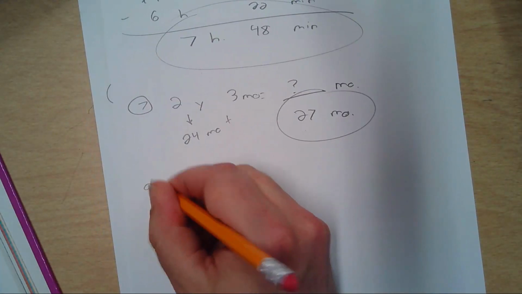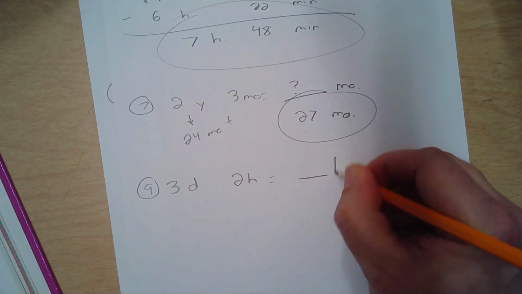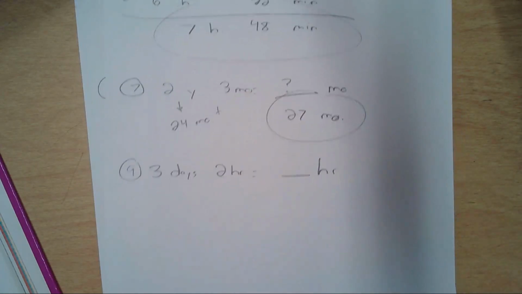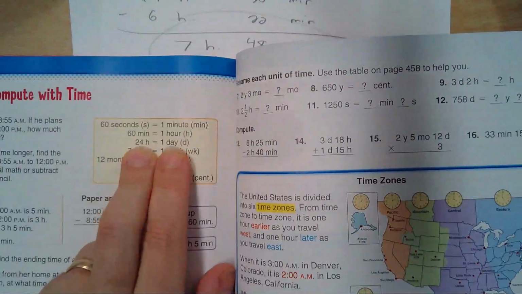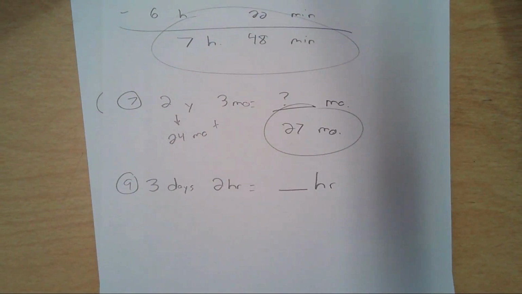Number 9, 3 days, 2 hours is how many hours? Are we going off 24 hours? We'll go by the conversion provided to us, which tells us that there are 24 hours in one day. Actually, it's 23 hours, 56 minutes, and 4 seconds, but on a leap year it changes, because it adds up to a whole other day.